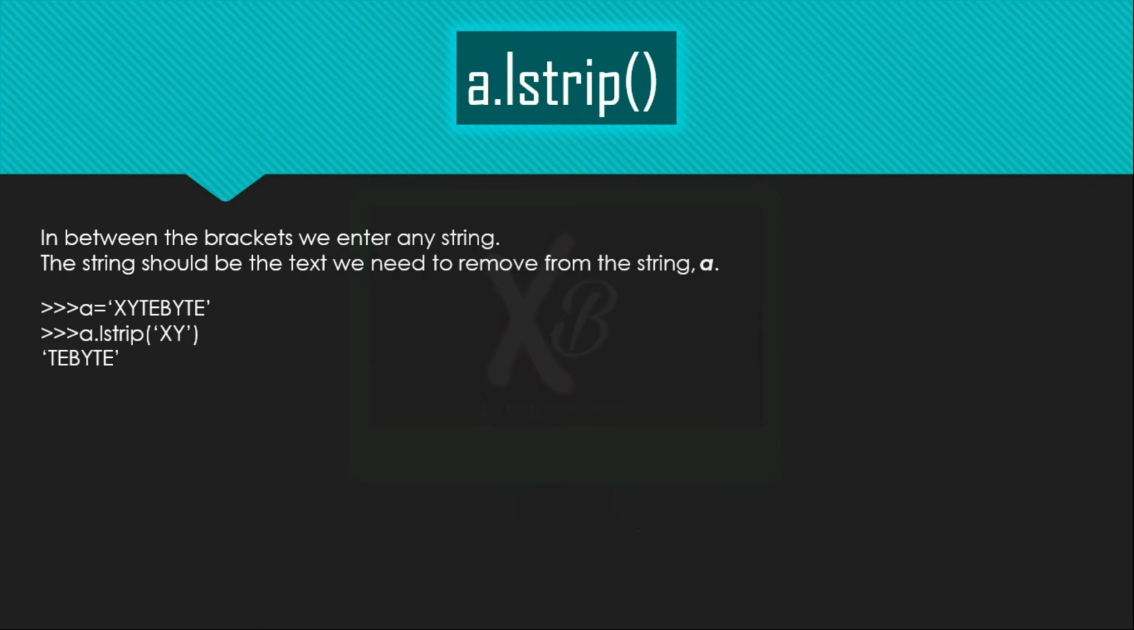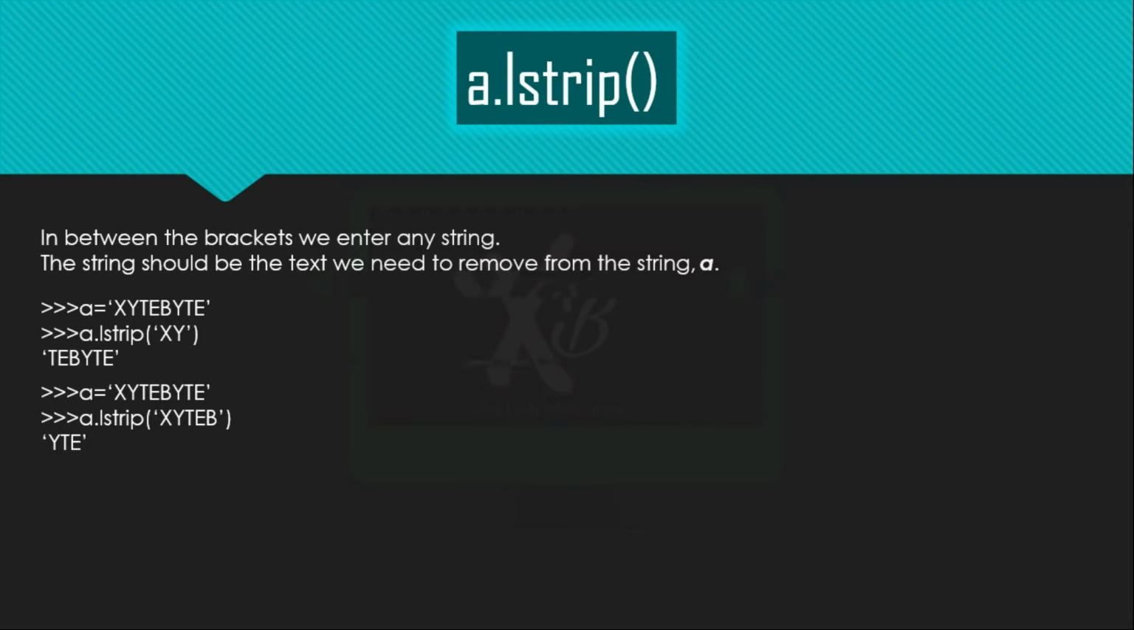Let's see an example here. Small a is equal to xyte byte. Now with a.lstrip, in brackets I am writing the string capital X capital Y, xy. So what happens is, at the extreme left side, is there xy in our string a? If yes, xy is removed from the string a and yte byte is left. It's not updating the value of a, a is still xyte byte, but it is just printing the string with the left part, that is xy, cut off.